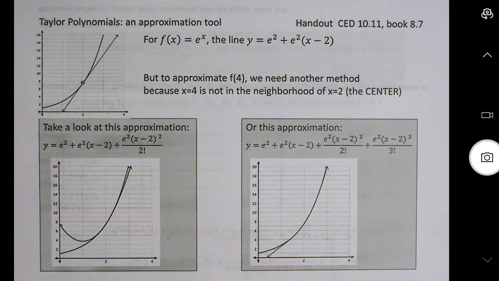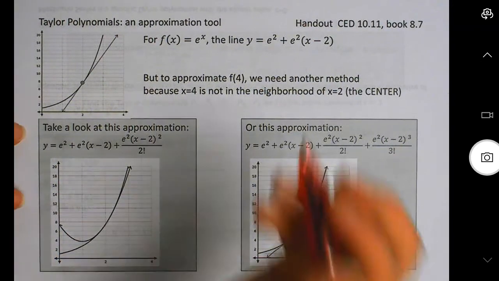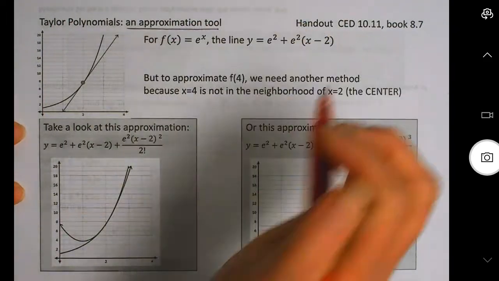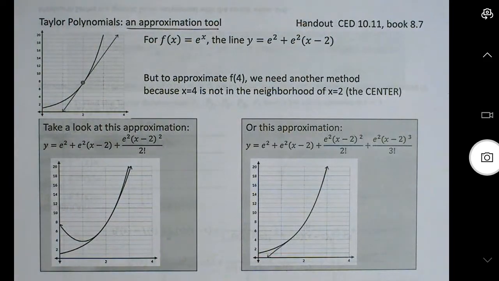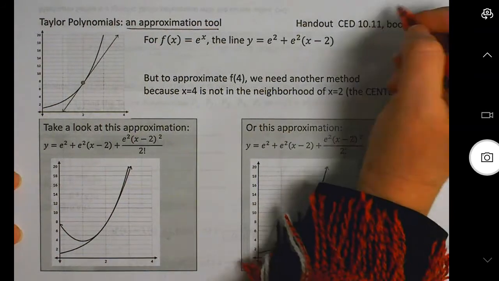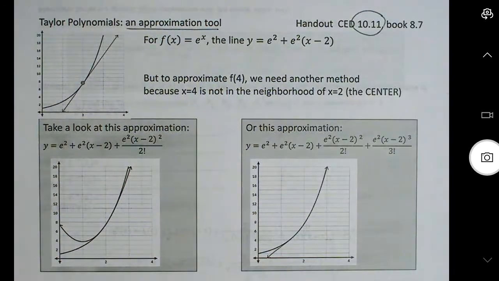Here, we're talking about Taylor polynomials as an approximation tool. That's how we're going to talk about it today. If you want to go watch, there are 3 videos on AP Classroom, 10.11. In our book, it's 8.7. Here are all the numbers so you can find all your stuff.